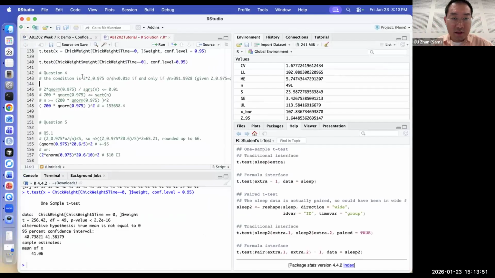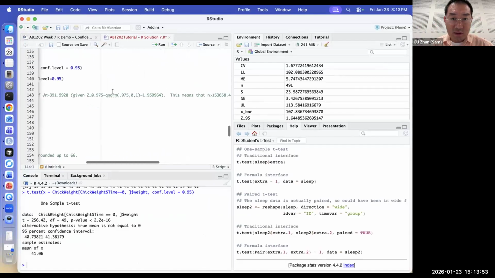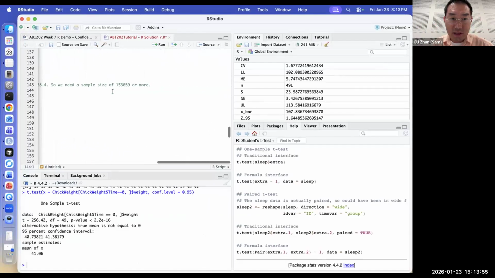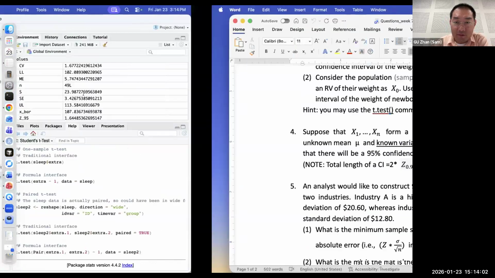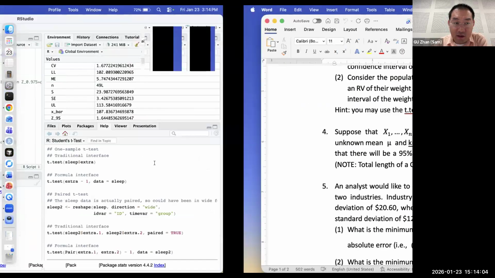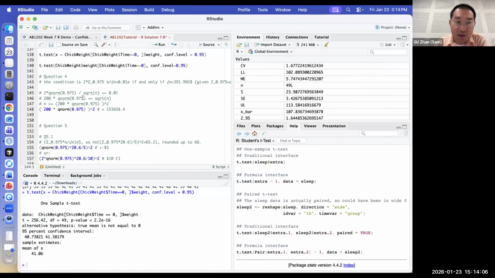Okay, so the confidence is this. That means n is greater than how much? Okay, so 2 times qnorm 0.975. So we want to achieve a 95% confidence interval, then the qnorm 0.975, and this one divided by square root of n is less than or equal to 0.01. We just times the equal to 0.01.